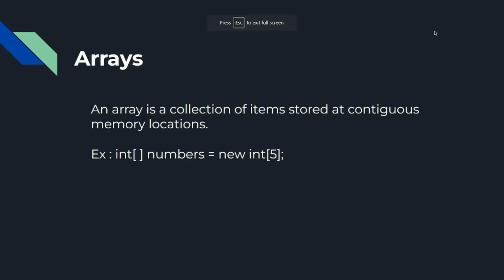Okay, arrays. An array is a collection of items where the items are stored in continuous memory locations. We already saw variables. A variable is used to store a single value. But what if you want to store a list of values? That is, if you want to store a list of names, then you need arrays. Arrays are used to store a list of elements which is of same data type.